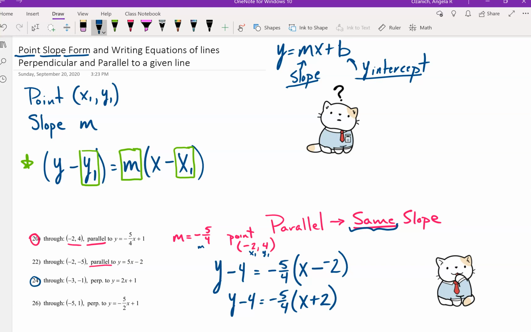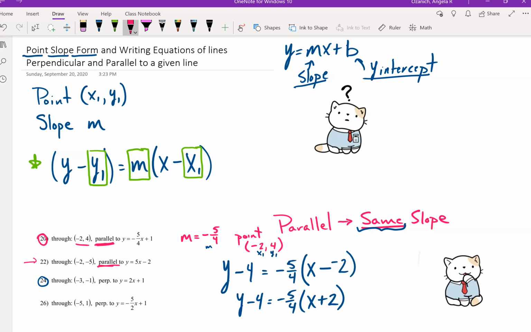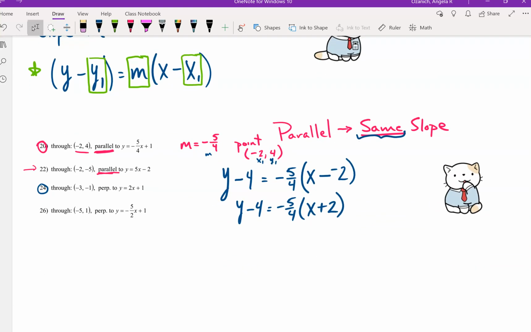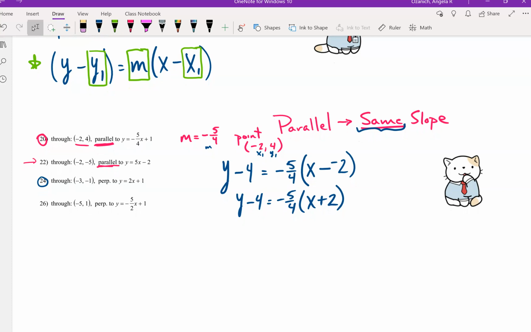Okay, so remember, these parallel lines are going to have the same slope. Right here you can see the slope of this line is 5. So if you were to try question number 22, you would use 5 for your slope. Okay, hopefully that's making sense. Let's do one more example. I'm going to keep my formula right there so I can actually see it. And we're going to try 24 here.